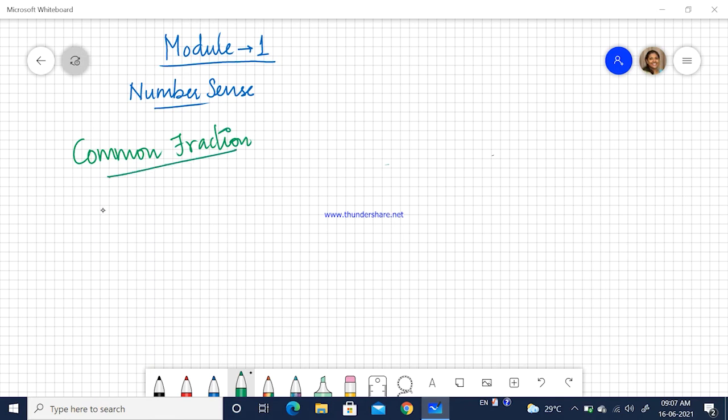Common fraction. So let's consider 10 by 2 again. I have already mentioned 10 is a numerator and 2 is a denominator. Numerator means how many parts, and denominator means number of parts per unit. So 4 by 9 is a fraction, 2 by 3 is a fraction, and 1 by 4 is a common fraction. These are examples of a common fraction.